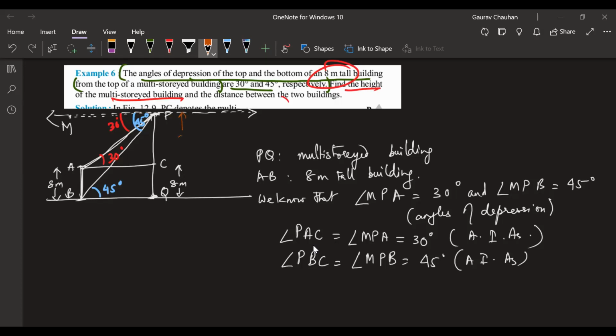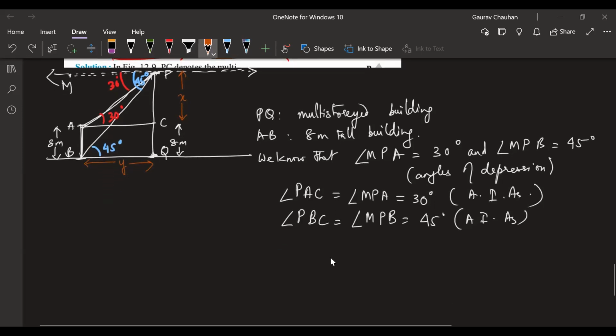I'll take this as, say, x, okay? PC as x. So I can find my height later. I need to take one more variable. So one more thing which I have to find is the distance between the two buildings. It's not yet done. So the distance between the two buildings is this thing, BQ. Let BQ be y, okay? So my AC will also be y. I just want to bring you to that because it's a rectangle at the end of the day. A, B, Q, C is a rectangle. So your AC will also end up being y, just like CQ became 8 because AB was 8.